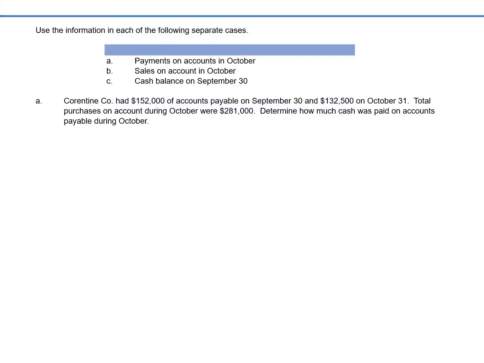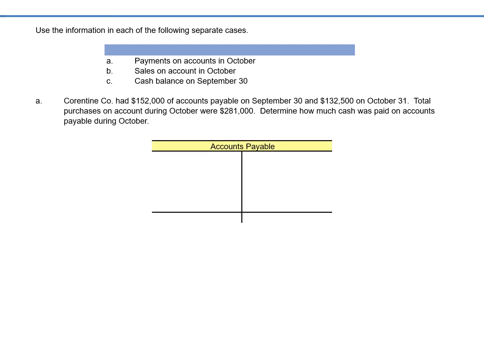Okay, so in part A, they're asking us to compute how much cash was paid on accounts payable during the month of October. So Florentine had 152,000 of accounts payable to start on September 30th, and they had 132,500 on October 31st. Total purchases were $281,000, and we're asked to determine how much cash was paid on the accounts payable during the month of October.